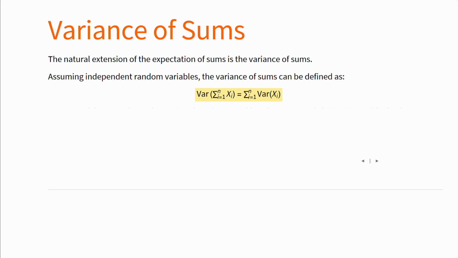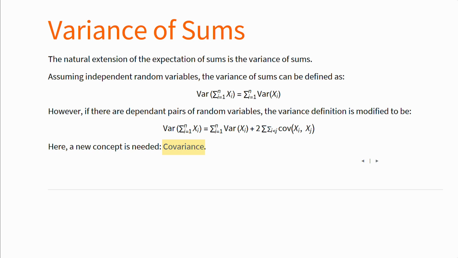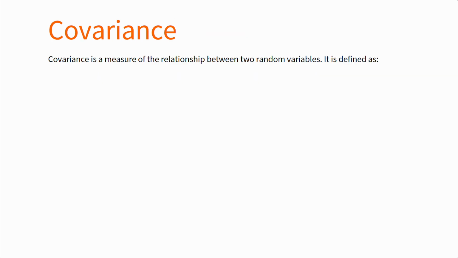But what happens when the random variables are dependent, meaning the probability of one affects the probability of the other? Well, there is a formula for that, but it's more complicated. The variance of a sum of random variables is the sum of their variances plus twice the sum of their covariances. But wait, what even is covariance?